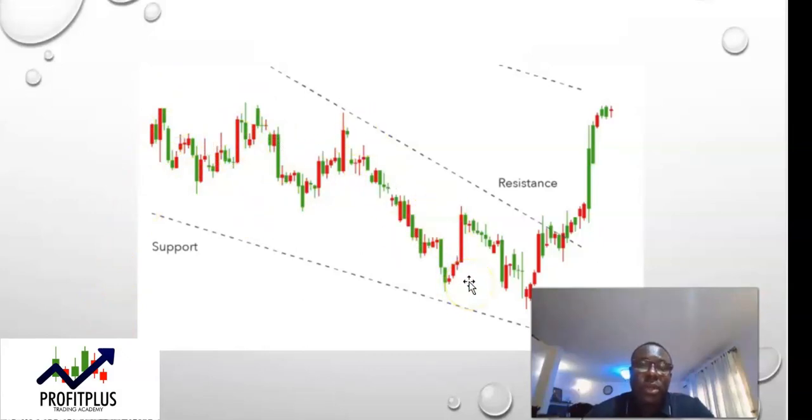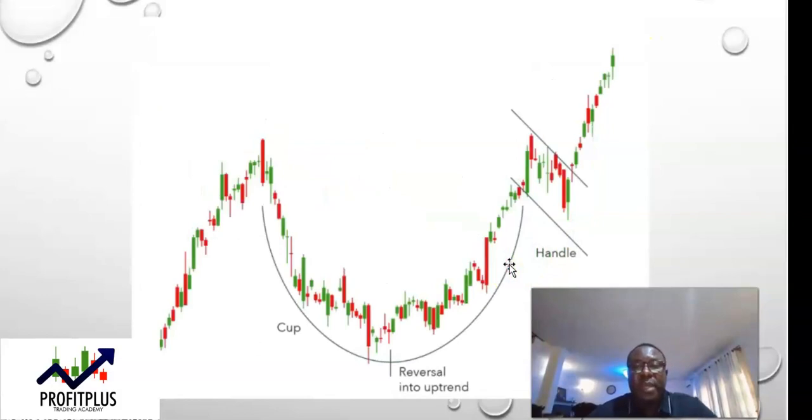You can't call this a rectangle, you really can't call it a flag. So this is a wedge, a bullish wedge. The breakout from the resistance line here offers you a trading opportunity to buy the market.